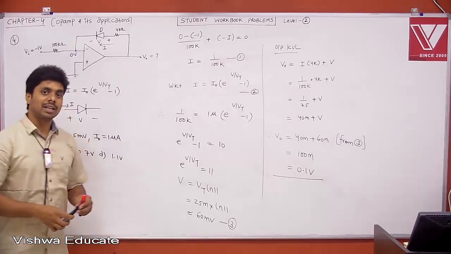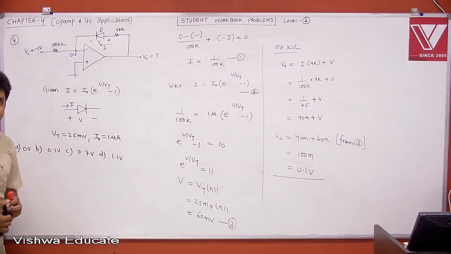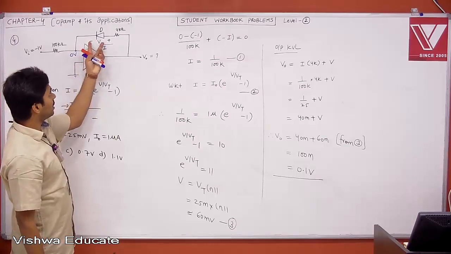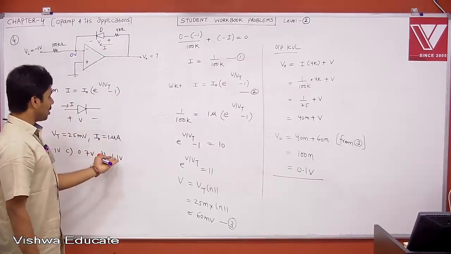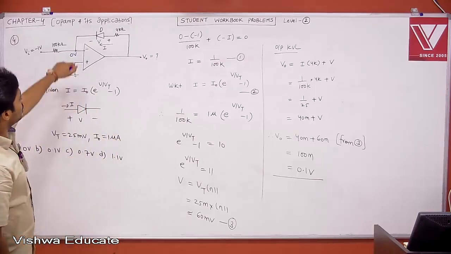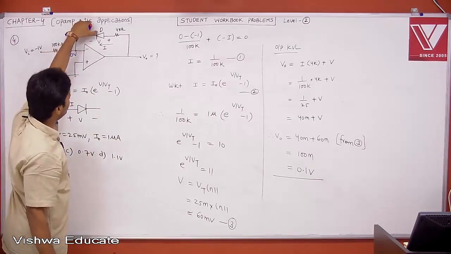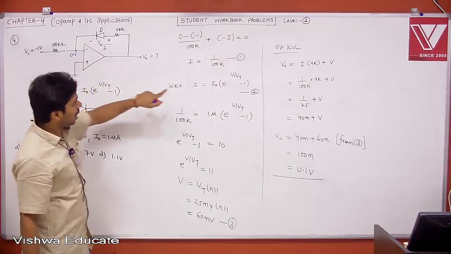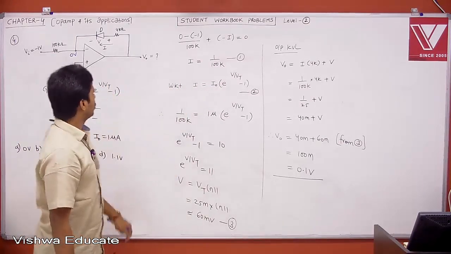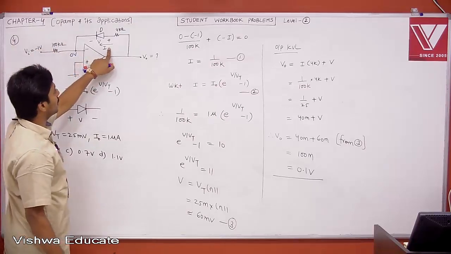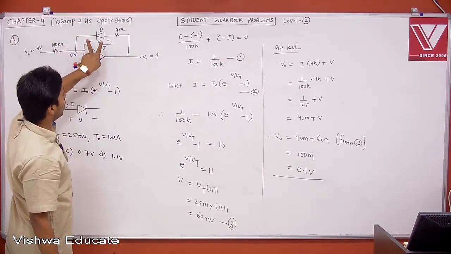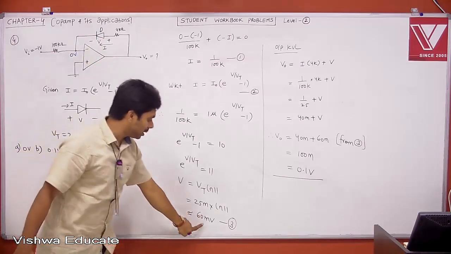What did you expect? Before solving the problem, we expected something. We thought that when this is conducting at 0.7 plus something, you may get 1.1. But we are getting 0.1. What does it mean? Tell me what is the current flowing through the PN junction diode. That is 1 by 100k, which is 10 microampere. To flow a current of 10 microampere through a forward bias PN junction diode, the voltage required is 60 millivolt.